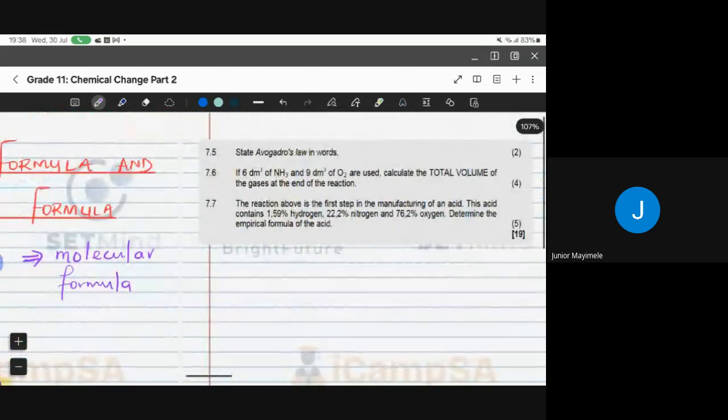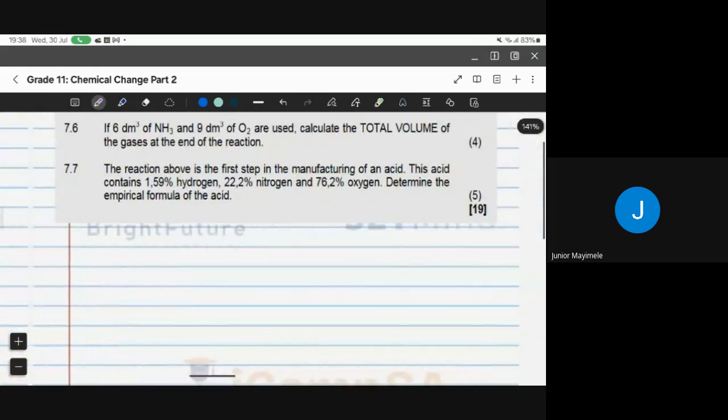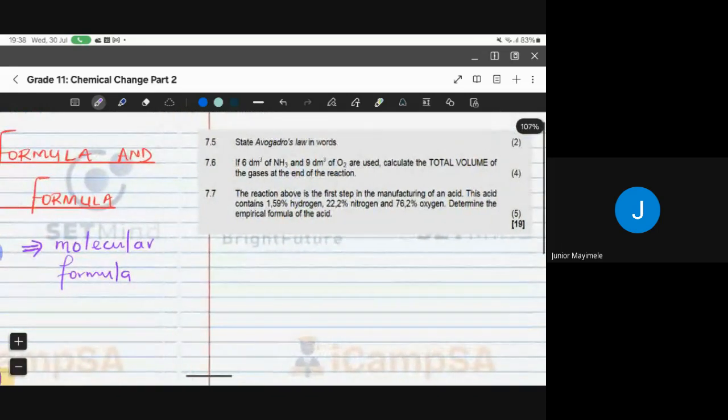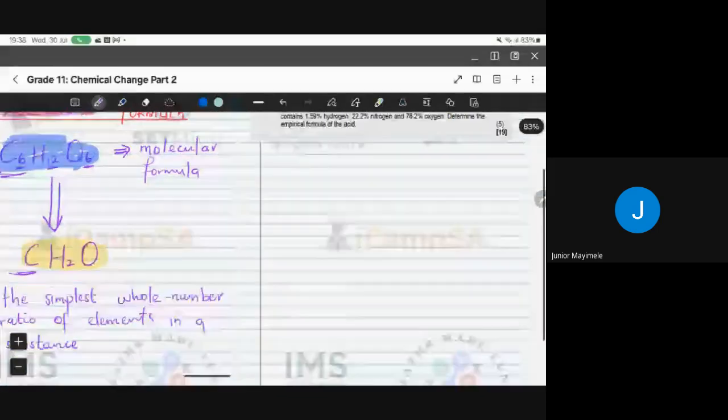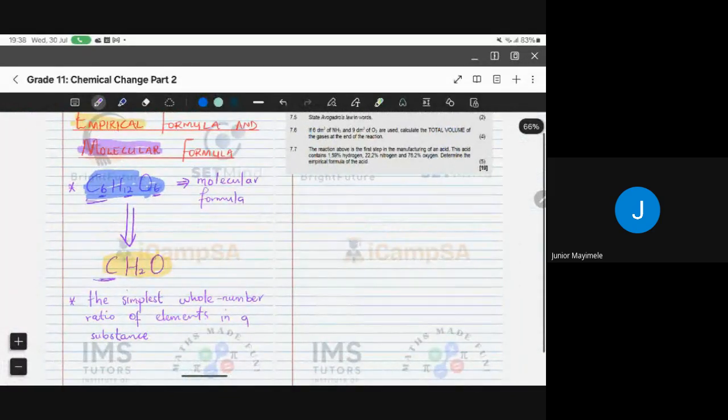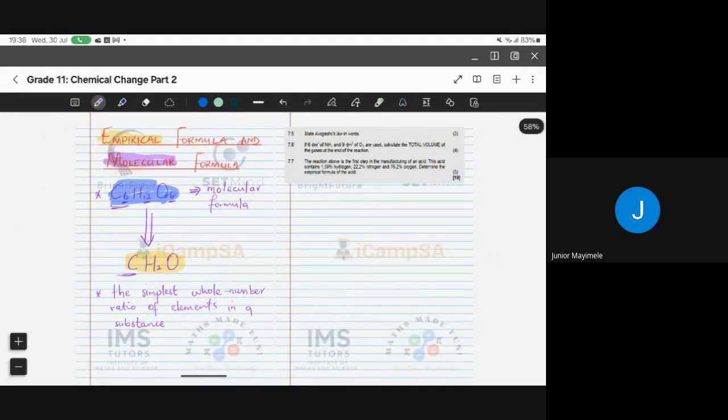So in this example that I saw on one of the exam papers, I can't remember which year it was, I just took this part because it's going to be important to explain the empirical and the molecular formula. Our main focus here is 7.7, but based on what we've done in this lesson, we can actually do all of them. We can do this one, we can even do this one.